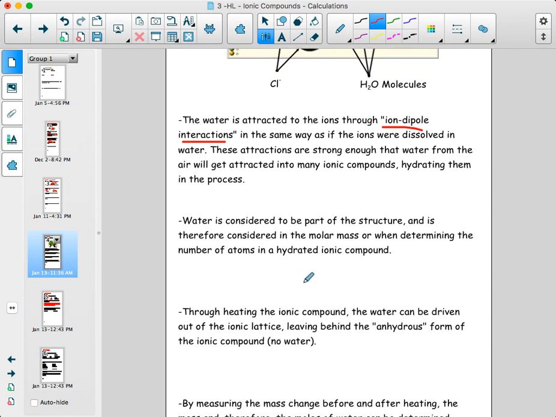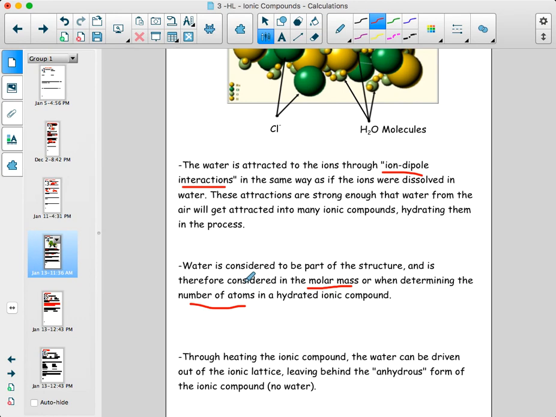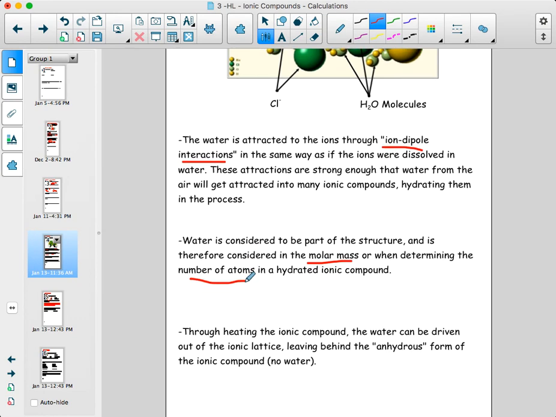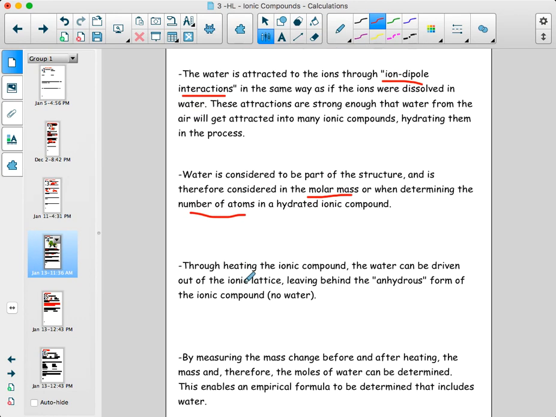When this is the case, the water is actually considered to be part of the structure, and therefore you have to consider it when you calculate something like the molar mass of a hydrate, or if you're asked to figure out the number of a particular atom within a compound. So the water is essentially part of the structure. It's not a separate thing.